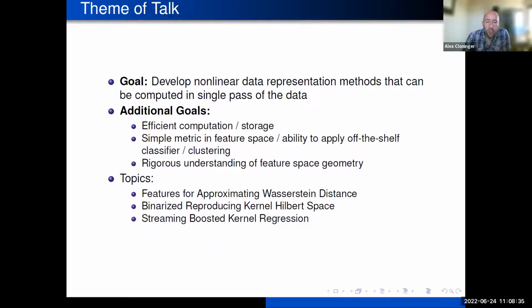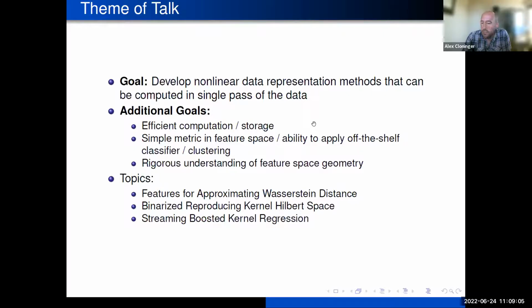So the theme of the talk is how do we develop nonlinear methods that can be computed by just taking a single pass across my data. What I mean by that is like a mini batch. Load in a little bit of data, do something, throw it away. Load in a little bit of data, do something, throw it away. Or compute something on each individual computer and then just send those aggregate statistics so that you can then work with that. Okay.